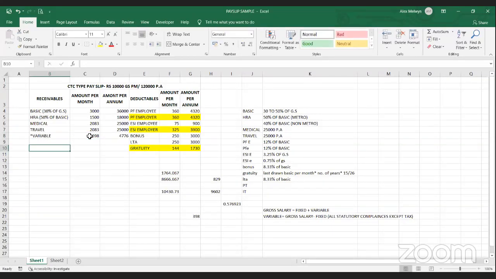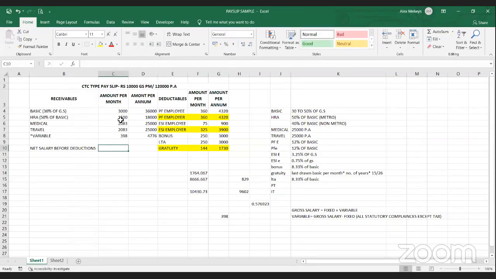So next you do is net salary before deductions. So what is net salary before deductions is actually the total of all these components. So equal to sum, open bracket. This is your net salary before deductions. Right? So before deductions.